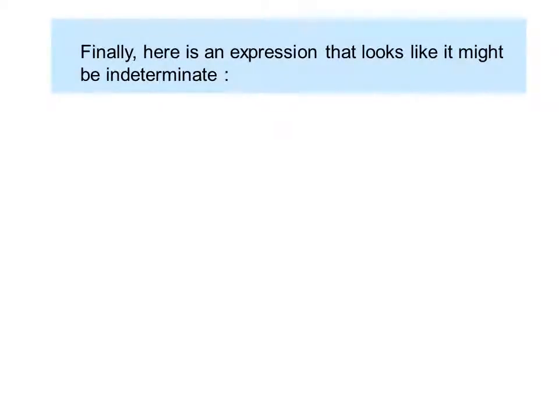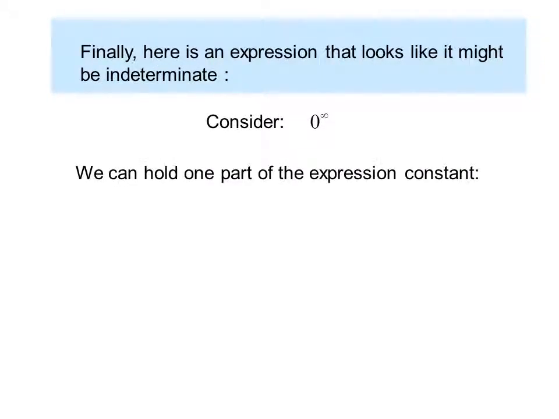Finally, here's an expression that looks like it might be indeterminate. Consider 0 to the infinity. We can hold one part of the expression constant. For example, the limit as x goes to infinity of 0.1 to the x is 0.